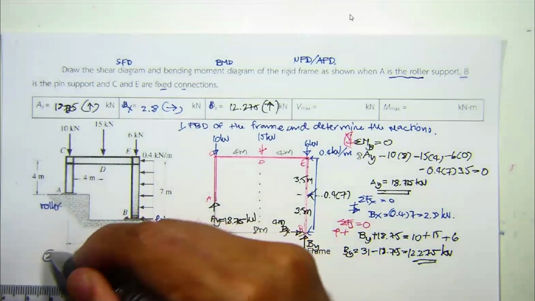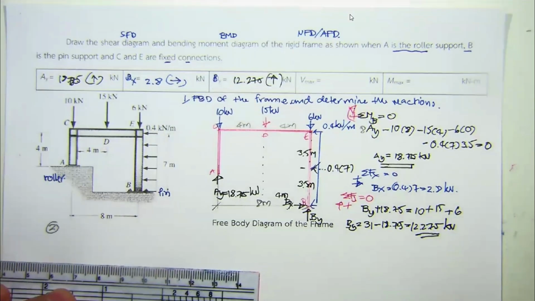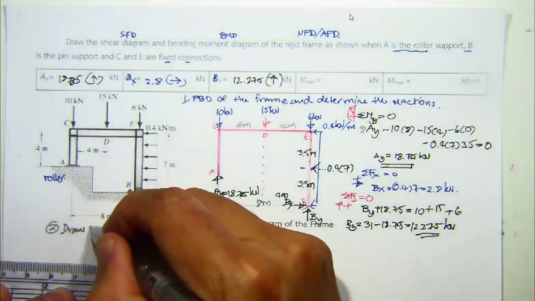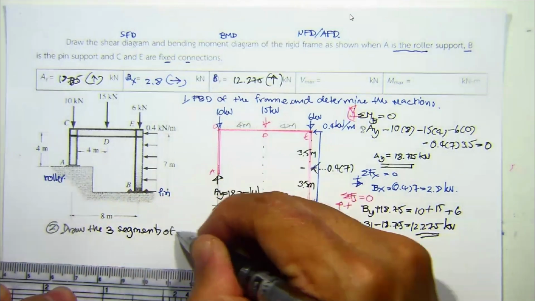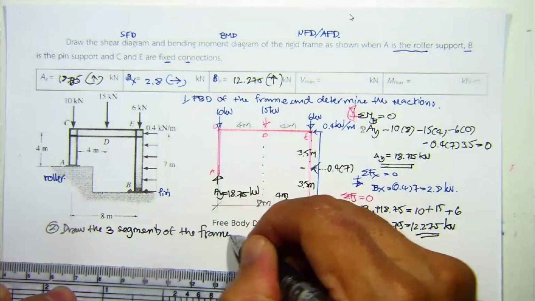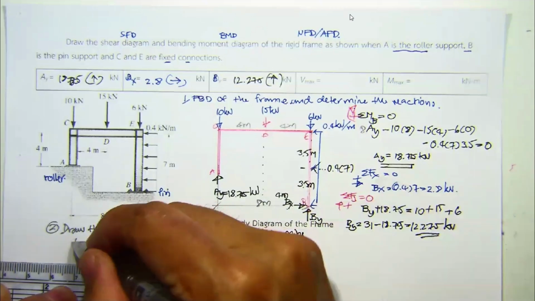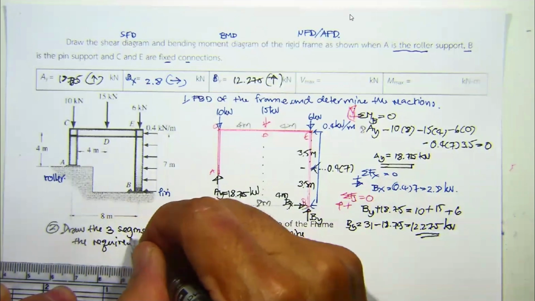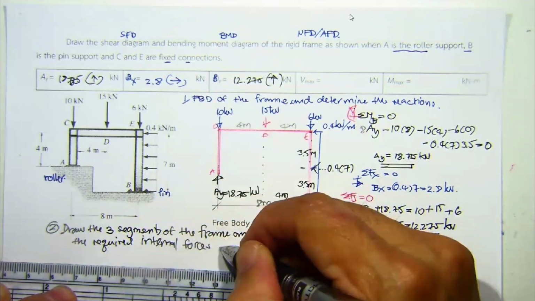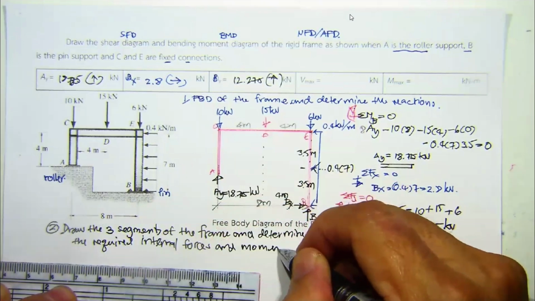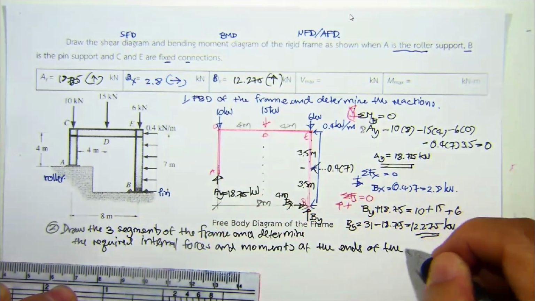As before, we're going to draw the free body diagram of the frame segment, and then determine the required internal forces and moment at the ends of the frame segment.